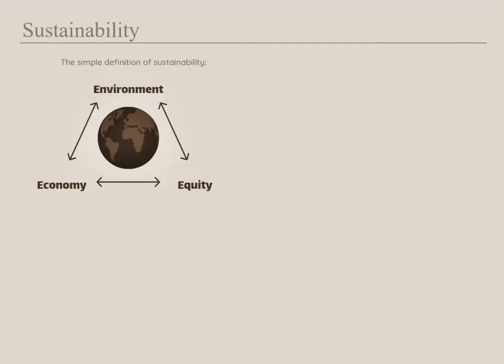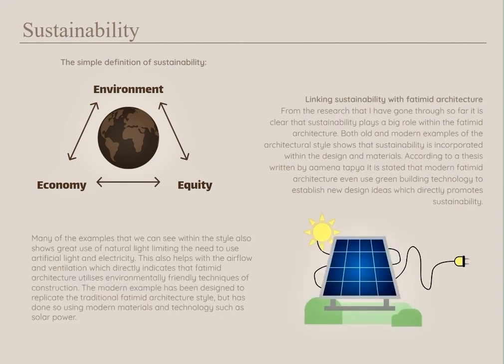From the research that I have done so far, it's clear that sustainability plays a big role within Fatimid architecture. Both old and modern examples of the architectural style show that sustainability is incorporated within the design and materials. The modern examples have been designed to replicate the traditional Fatimid architectural style, but have done so using modern materials and technologies such as solar power.